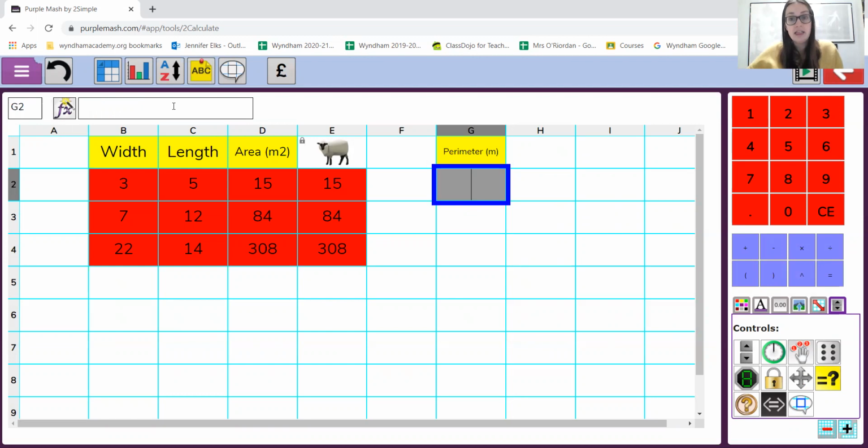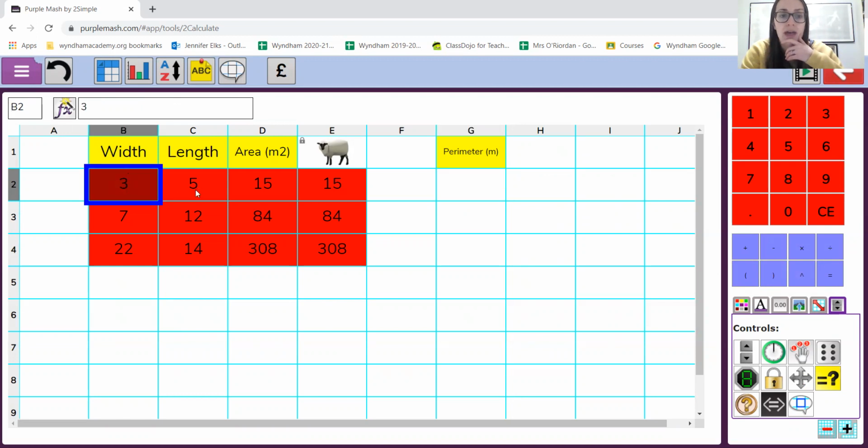You can put it where you like. These spreadsheets are up to you. It's how you like to format them. You might have done it vertically rather than horizontally, and that's okay. So how do I work out the perimeter? I know the perimeter for the first one was 16 metres because I told you that. I told you that was how much fencing she had. But how would we work it out if all we had was the width and the length?